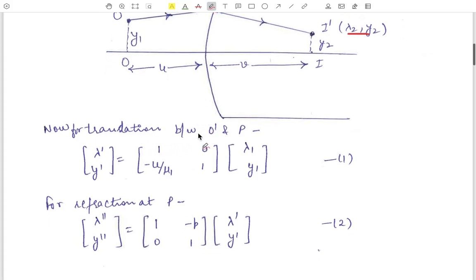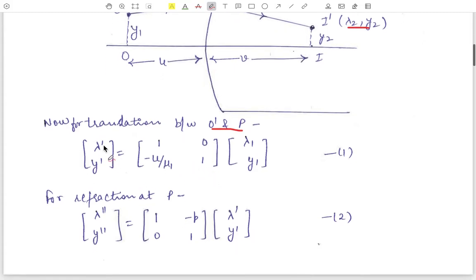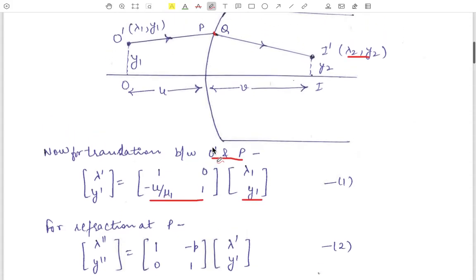For the first translation between point O dash and point P, we have the matrix. Output matrix is equal to translation matrix into the input matrix. Now input matrix will be the coordinates of the initial point, that is O dash. These are lambda 1 and y1. So this is the input matrix. Output matrix will be the coordinates of point P, that is lambda dash, y dash, and here we have a translation matrix T, this is 1 0 d upon mu 1. Here we have d upon mu.